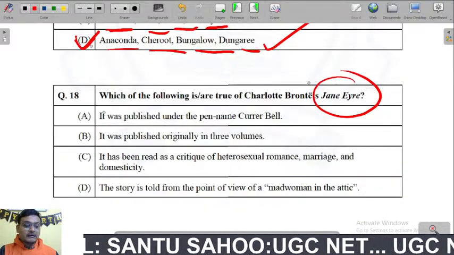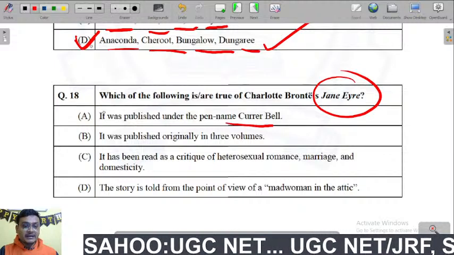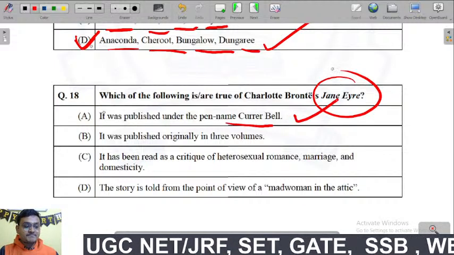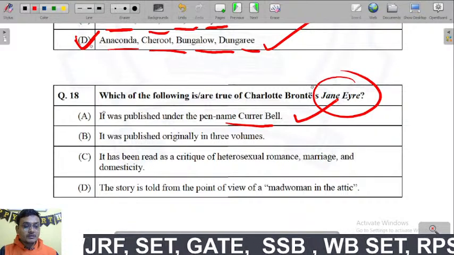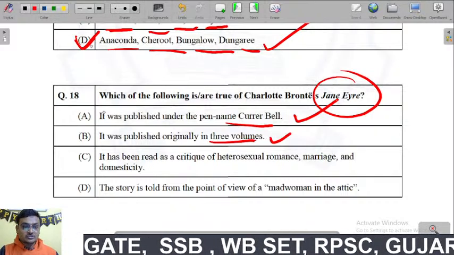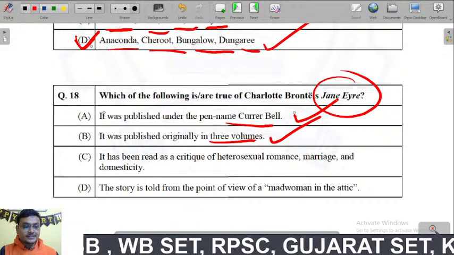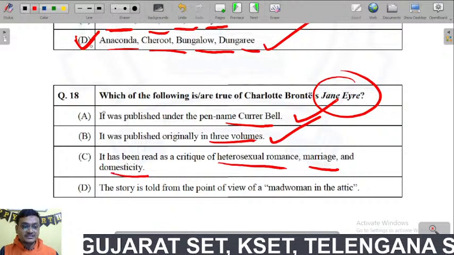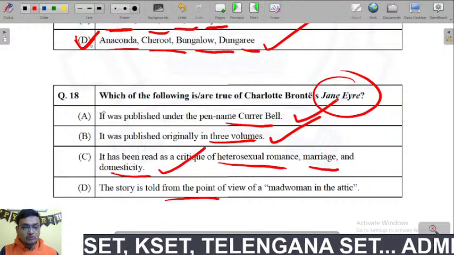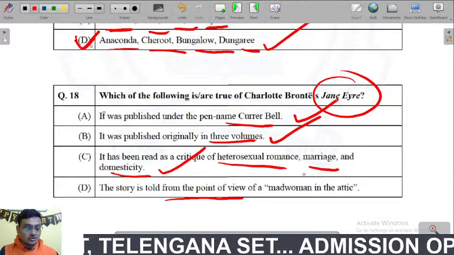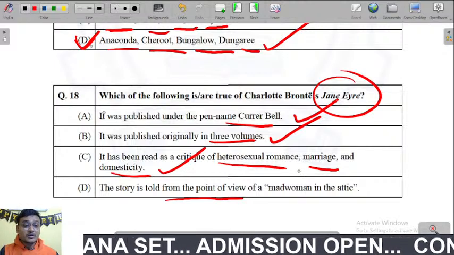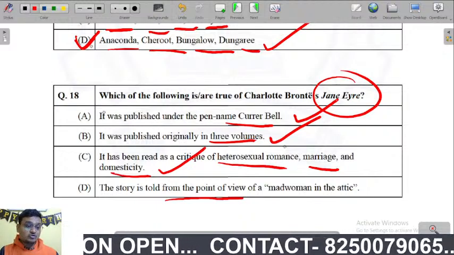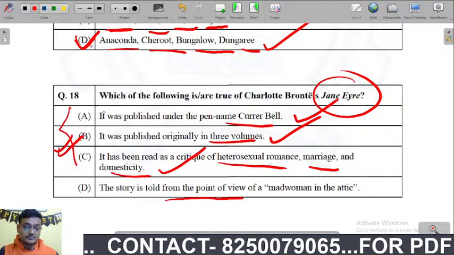Charlotte Bronte's Jane Eyre, okay, it was published under the pen name of Currer Bell, that is true. Then, published originally in 3 volumes, that is also true. And it has been read as a critique of heterosexual romance, marriage and domesticity, that is also true. The story is told from the point of view of the madwoman in the attic. No, it is not told from the point of view of the madwoman in the attic actually. So A, B and C are true.